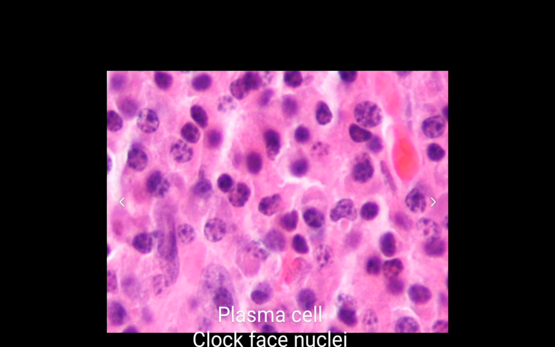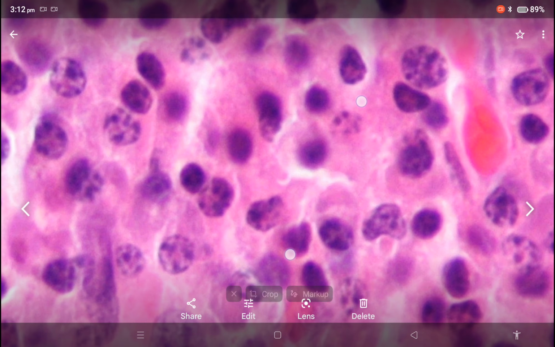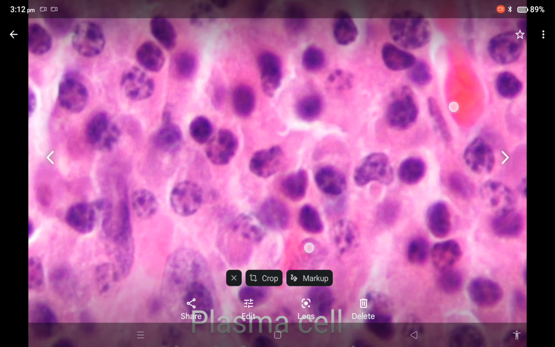Then the next image is of plasma cells. The classical feature of plasma cells, how we will identify them on peripheral smear, is that they have clock face nuclei. The nuclei look like a clock, like this one; clock like nuclei can be seen.